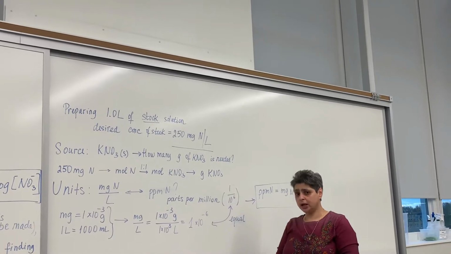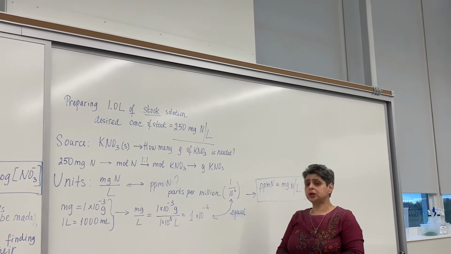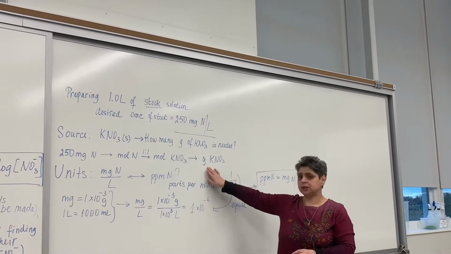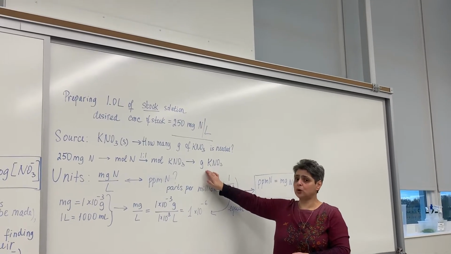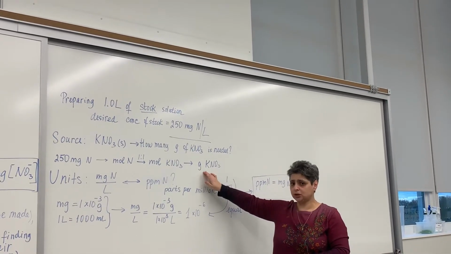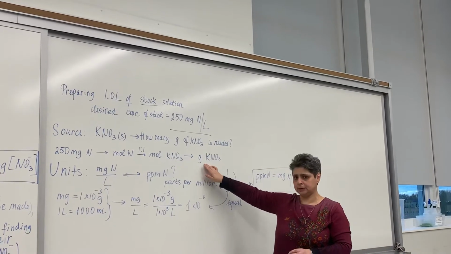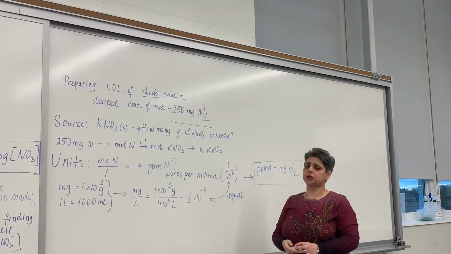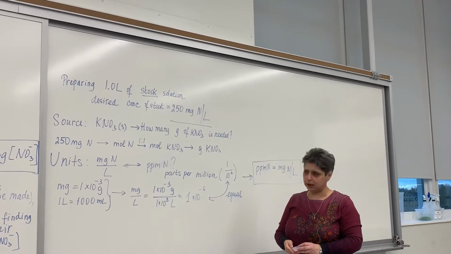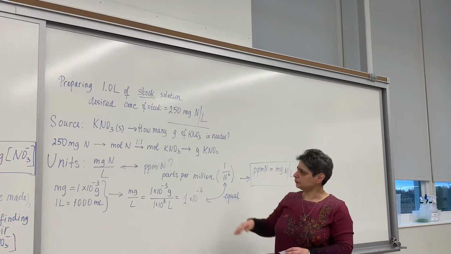I will give you a hint, just to make sure you do it correctly. The grams of potassium nitrate you should find should be below 2. So less than 2 grams is what you need. And the exact amount, of course, is what you need to find to tell me what it is.